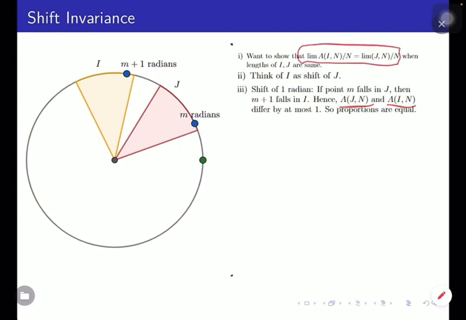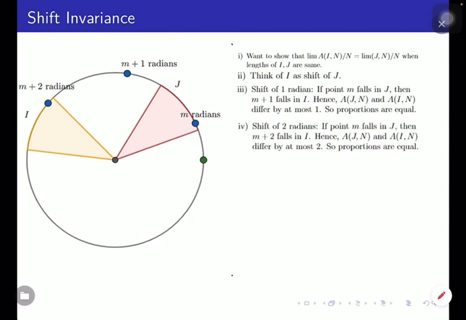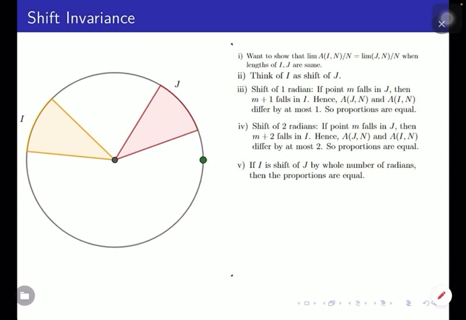Okay, now suppose that I is a shift of J by 2 radians. Now if a point falls in J, then the next point might fall somewhere else, but the one after that must fall in I, because I and J differ by 2 radians. And by the same argument, these proportions will again be equal. And if I is a shift of 3 radians, you know the drill. In general, if I is a shift of J by a whole number of radians, then the proportions are equal.